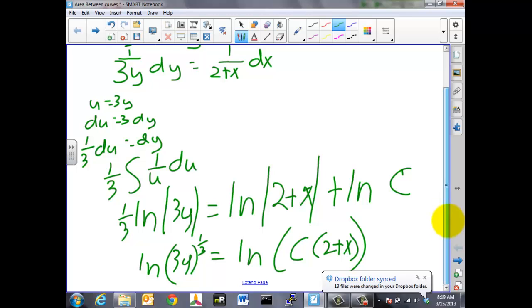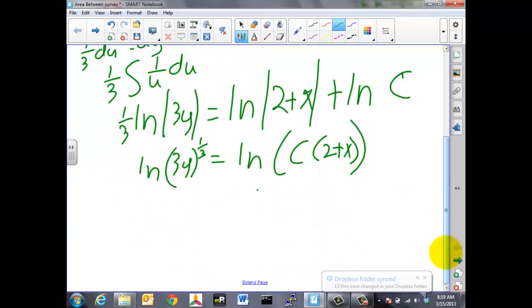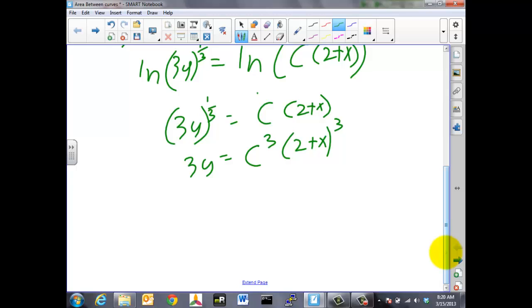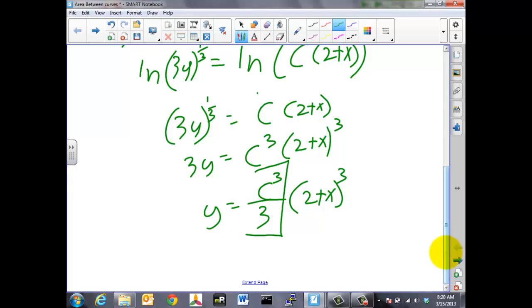You can't just put the plus c on at the very end like that and get it correct most of the time. Well, what do we do now? The ln's go away. So we've got 3y to the 1/3 equals c times 2 plus x. We were told to solve for y, so we need to raise both sides to the third power. 3y equals c cubed times 2 plus x cubed. Now remember that c cubed is okay to just change back to a c. If we divide by 3, we get c cubed over 3 times 2 plus x cubed, and this number right here we could write as just a plain old c at the end. So that was the answer that I was looking for.